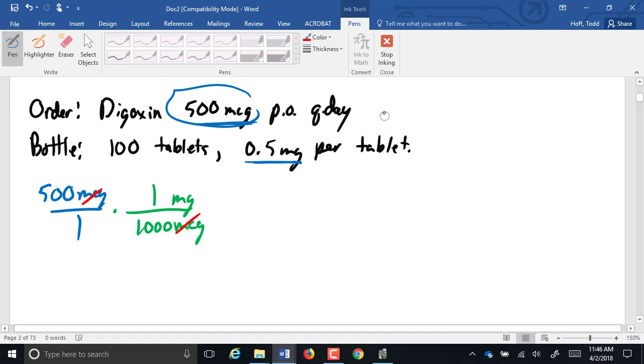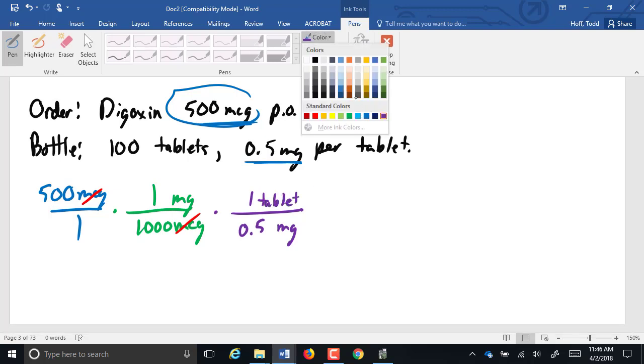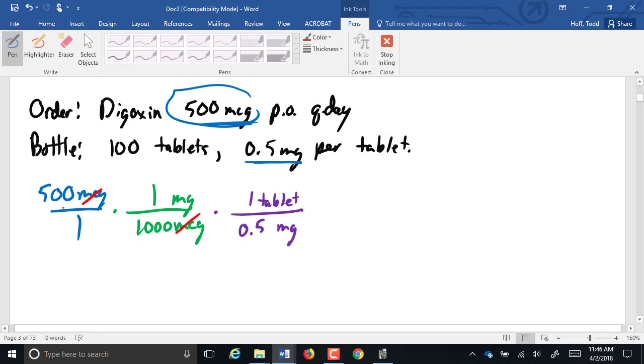Now we can do the conversion to tablets. Milligrams we're getting rid of, so we're going to go on bottom. We have 0.5 milligrams per 1 tablet. So if we multiply this out, we've got 500 times 1 times 1 tablet. It's 500 tablets on top. On bottom, 1 times 1,000 times 0.5, the milligrams are divided out. So that's 500 on bottom, which comes out to be 1 tablet.